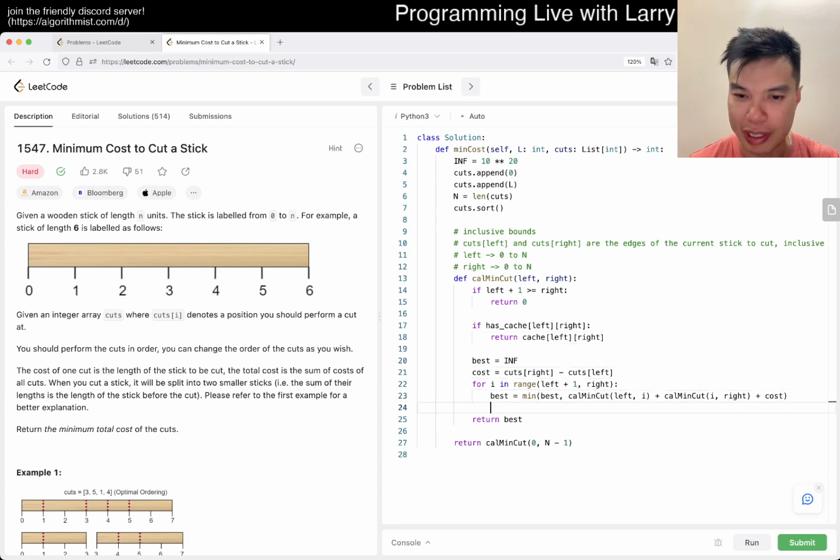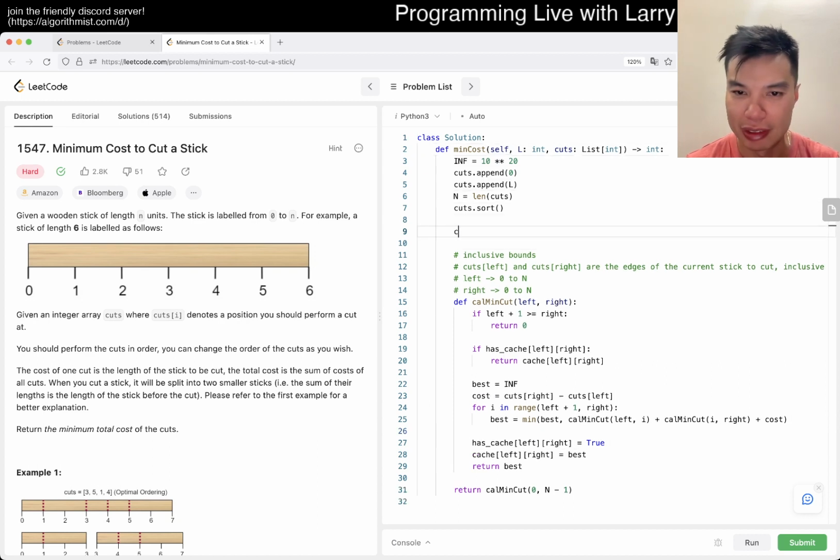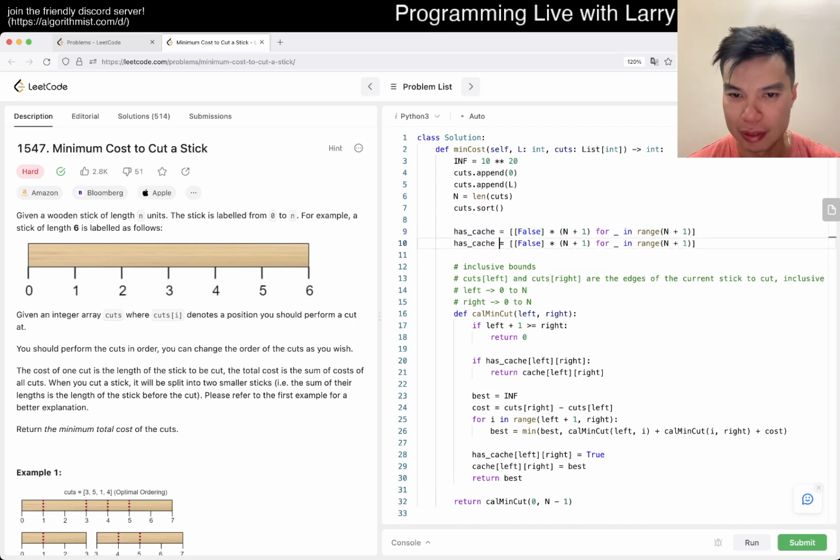And we want to write something like: if has cache of left right, return cache of left right. And then at the very end we set has cache of left right equal to true, and cache of left right equal to best. Of course we have to define it, right? So has cache is equal to, like I always do, and then same thing for cache. And now we can give it a spin.